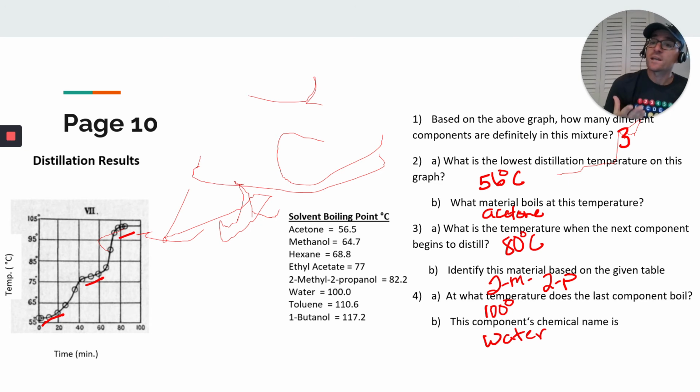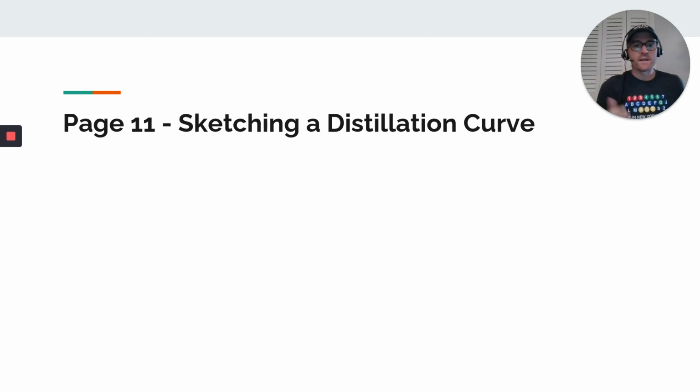Again, when we look at a distillation graph, everywhere that the graph is relatively flat, that is a substance undergoing boiling. So we find the temperature, match it to what we know, and that's going to identify the substance for us. One last thing on page 11, and that's sketching. We are asked on page 11 to sketch a distillation curve.